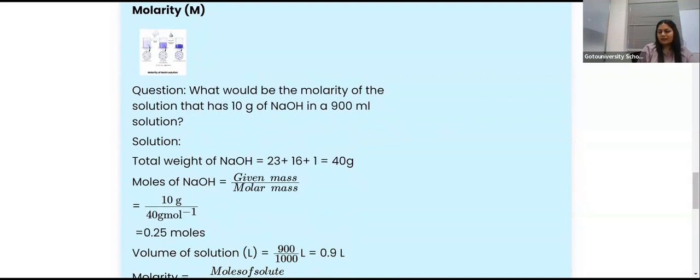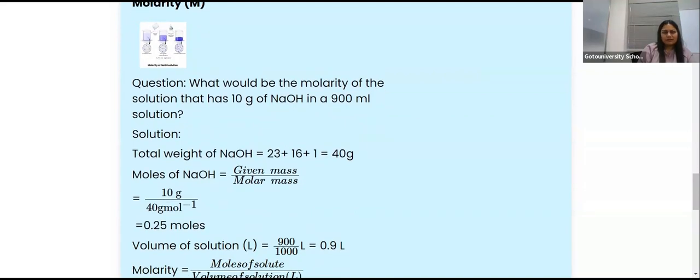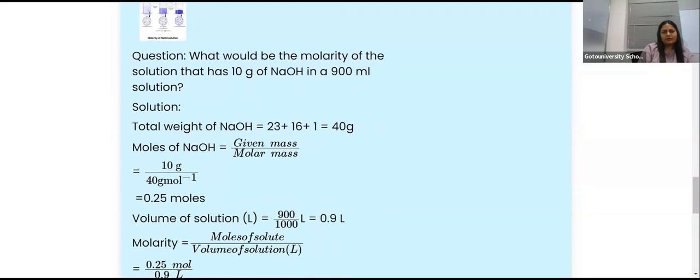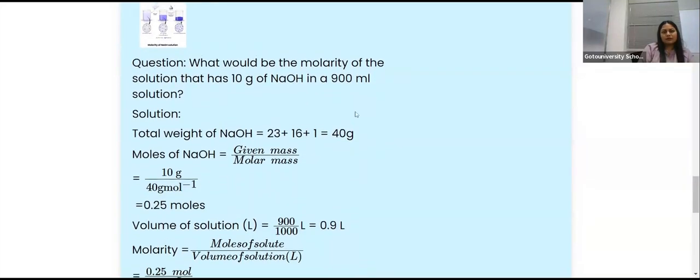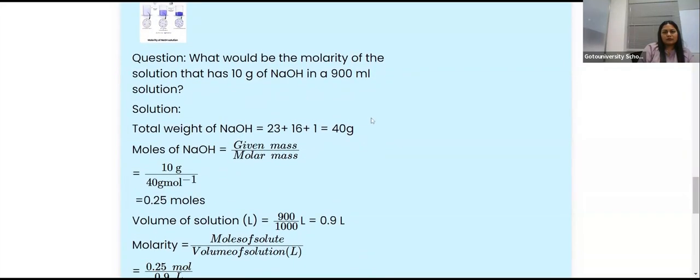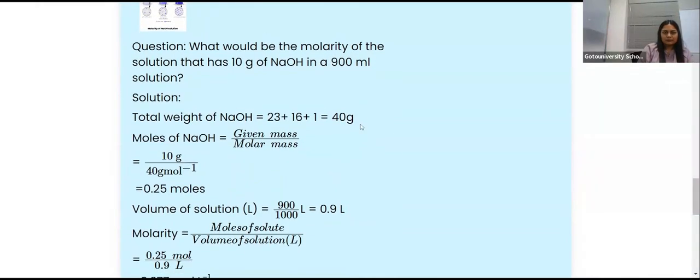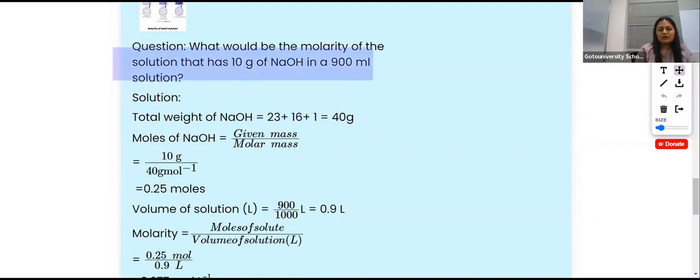For molarity, as you know, what was the definition for molarity? It is the moles of solute per volume of solution, right? So let's see an example here. What would be the molarity of a solution that has 10 gram of NaOH in 900 ml of solution? What would be the molarity?